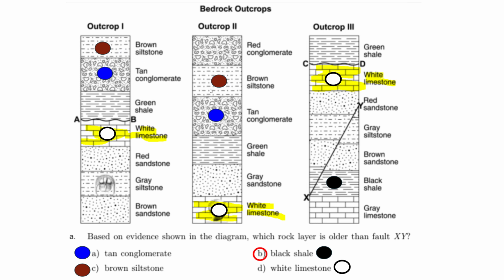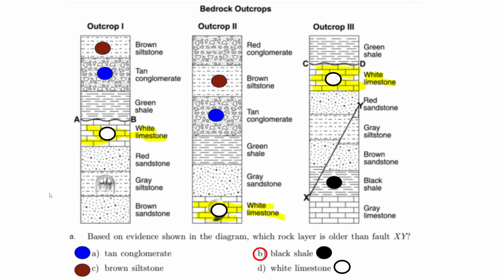Okay, so I'm still seeing a lot in common between outcrop 2 and outcrop 1. So afterwards, I see brown siltstone in outcrop 1. I also see it in outcrop 2. Okay, so I'm still finding a pattern, but there's nothing else deposited on outcrop 1. So now that I found a pattern, I need to figure out, based on the evidence shown in the diagram, which rock layer is older than fault XY. Here's fault XY.